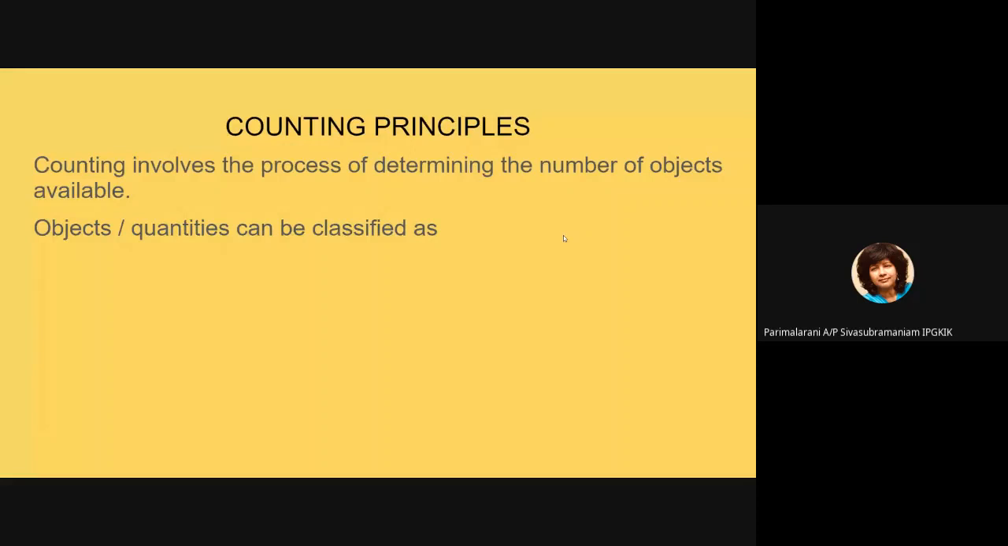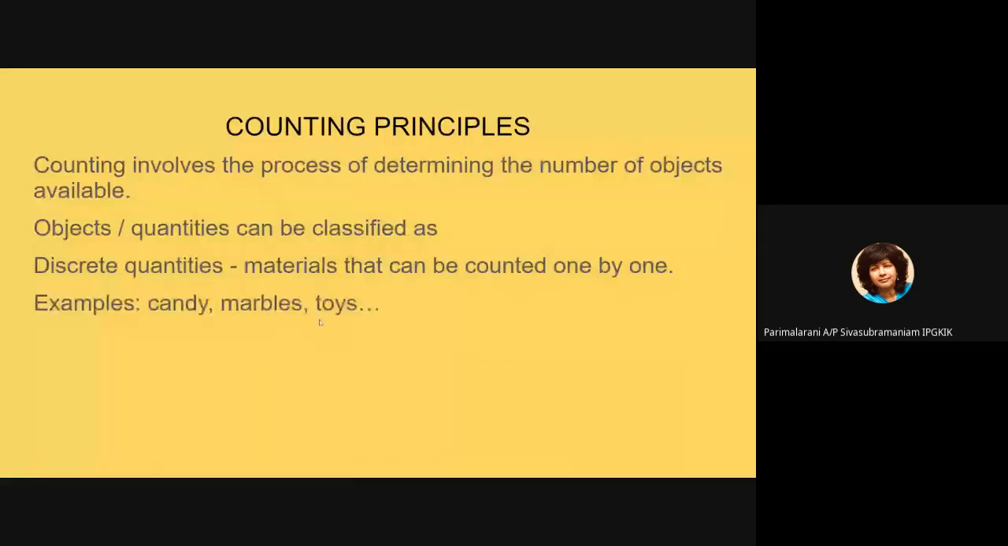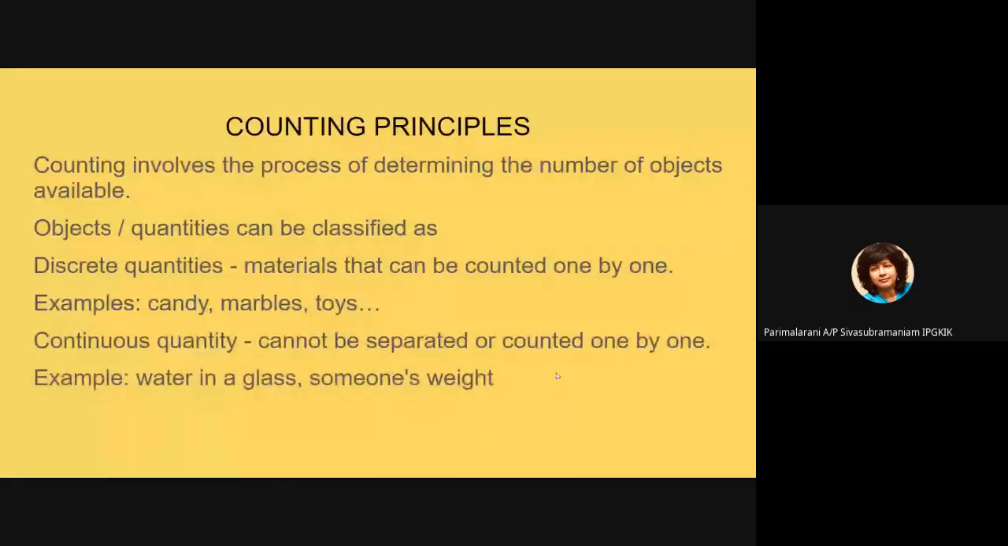Objects can be classified as discrete quantities, materials that can be counted one by one, like candies, marbles, toys. You can count 1, 2, 3. These are discrete quantities. And we have continuous quantities. That means they cannot be counted, for example water in a glass or someone's weight. When we do counting in class, we always use discrete quantities.